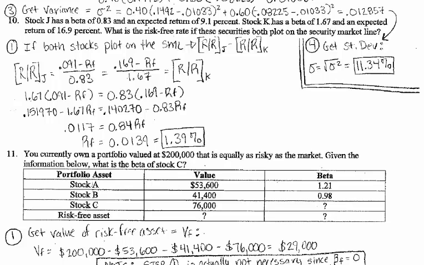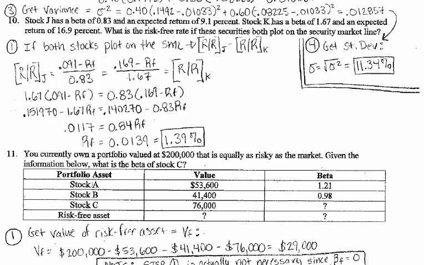So first thing we're going to do is see what information we have. Stock J has a beta of 0.83 and an expected return of 9.1%. Stock K has a beta of 1.6 and an expected return of 16.9%. So what is the risk-free rate if these securities both plot on the security market line? Now, what that's basically saying is that you can set the risk-adjusted returns equal to each other, or the Treynor ratios equal to each other in this situation.